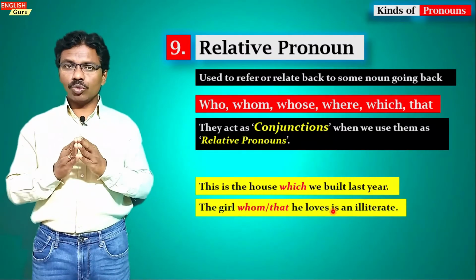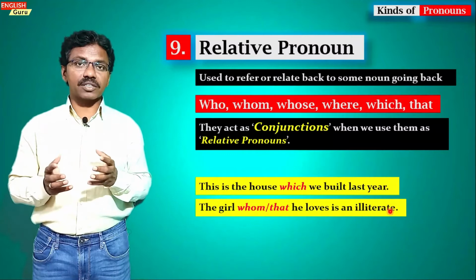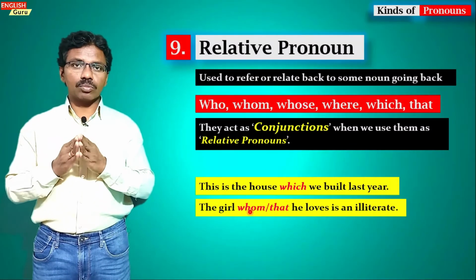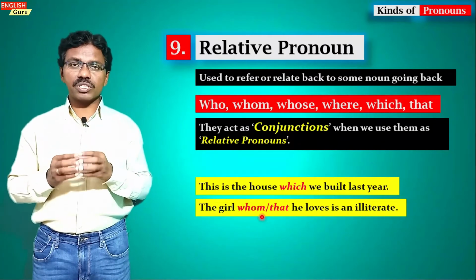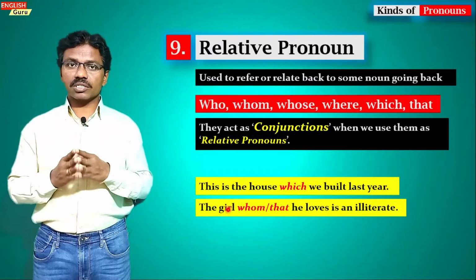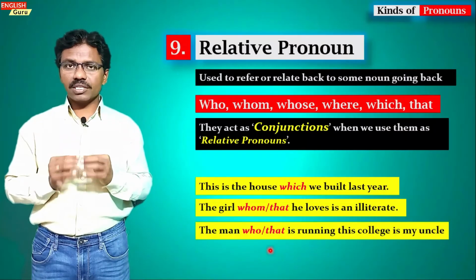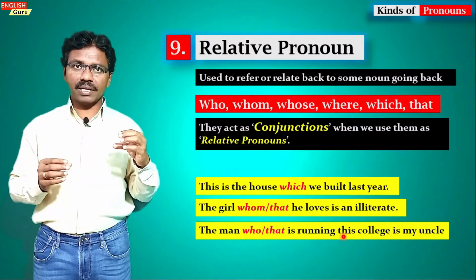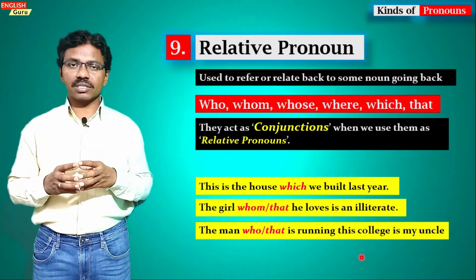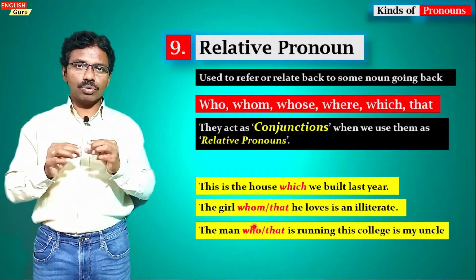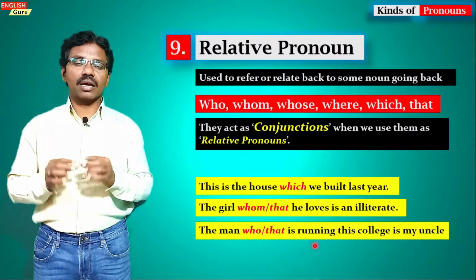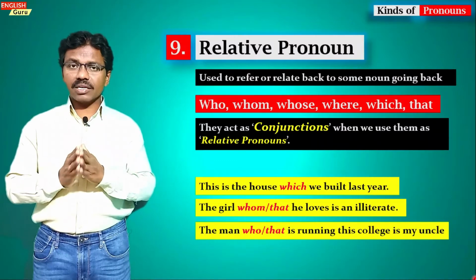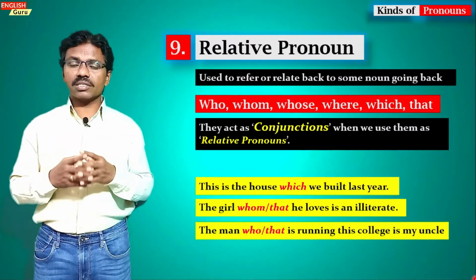The girl whom he loves is an illiterate. So whom, we can use that also. Whom, that, both are relative pronouns which are combining two sentences. The man who is running this college is my uncle. So here who is joining the man and the remaining part of the sentence. So that's the reason who is used as a relative pronoun. So relative pronouns are really acting as conjunctions to connect the sentences.